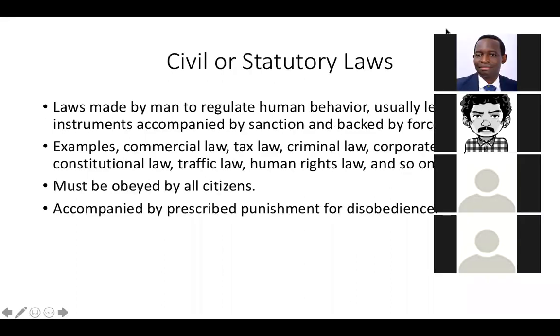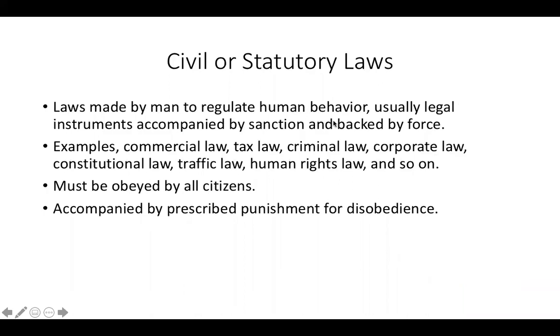But we have other kinds of laws, civil or statutory laws. Civil laws are laws made by man to regulate human behavior. So they are man-made laws, usually legal instruments accompanied by sanction and backed by force. Examples. So these are the kinds of laws we study in the law school. So scientists are studying natural laws, and then lawyers are studying civil laws.